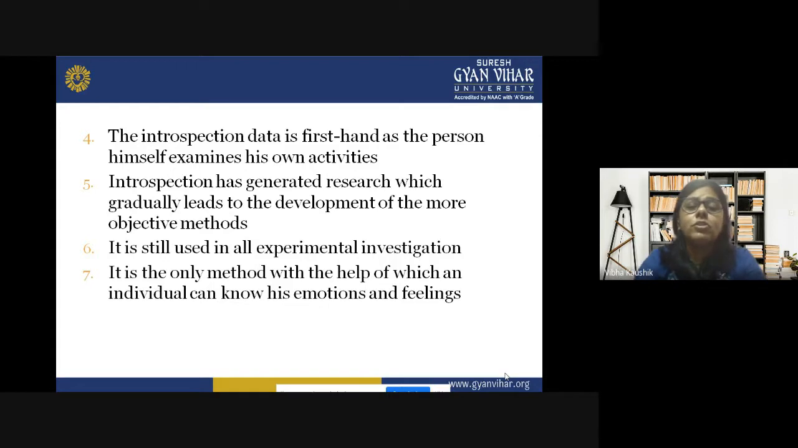Introspection has generated research, which gradually leads to the development of more objective methods of assessment. It is still used in all experimental investigation, which means we are still using the introspection method in experimental investigation.